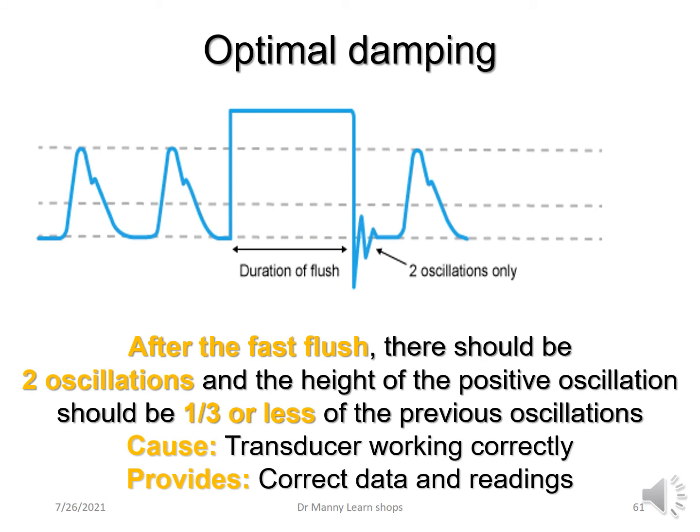Optimal damping, after a fast flush, there should only be 2 oscillations, and the height of the positive oscillation should be 1/3 or less of the previous oscillations. Cause? It just basically says the transducer is working correctly, and that what should happen is your data and readings should be correct.